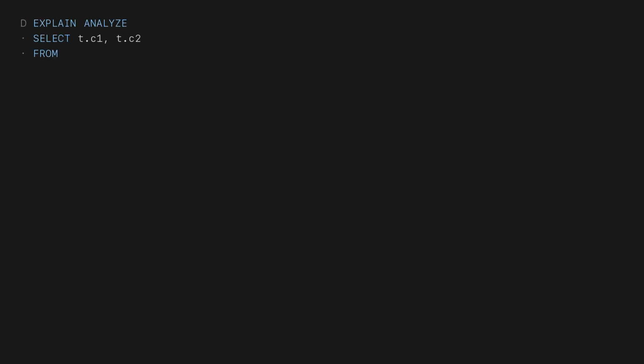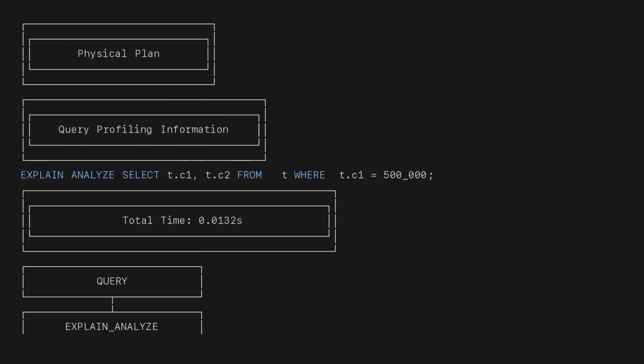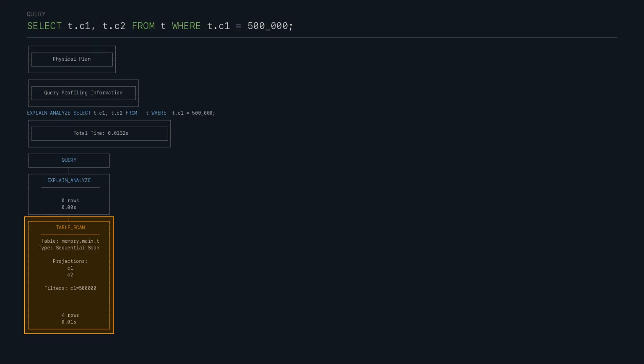Let me run EXPLAIN ANALYZE on the first scan. Filter on C1, the sorted column. One operator, a table scan. The filter is C1 equals 500,000. 4 rows returned. Look at the timing on the scan. 13 milliseconds to search 100 million rows. That is not a cache hit. The table was just inserted.